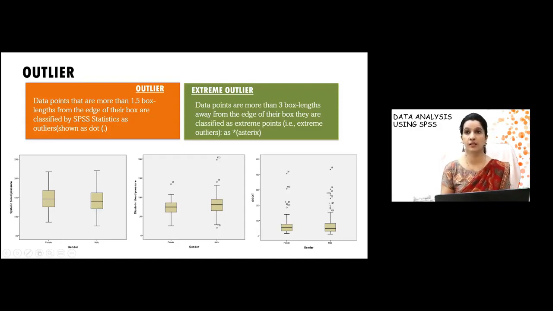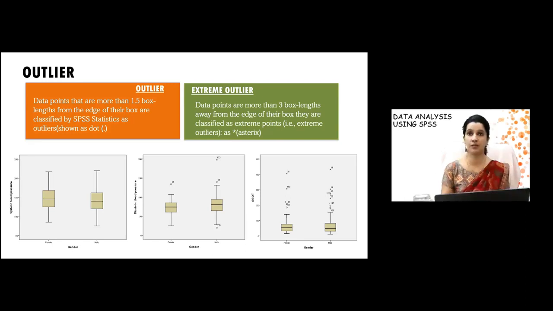Can you tell me which number is an extreme outlier here? Or you can type in the chat box also. In the third box plot, which are the case numbers? These are the serial numbers or patient ID numbers.